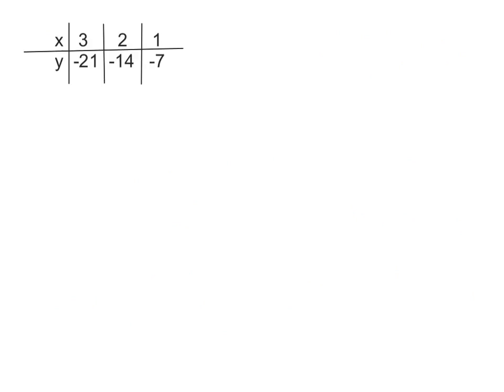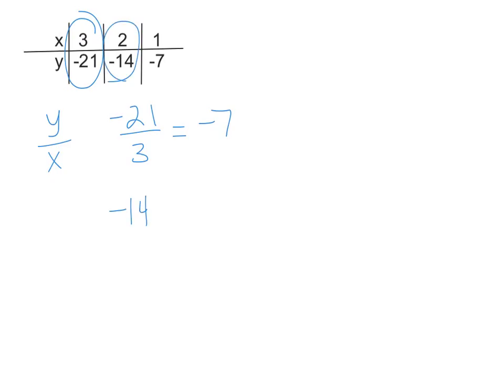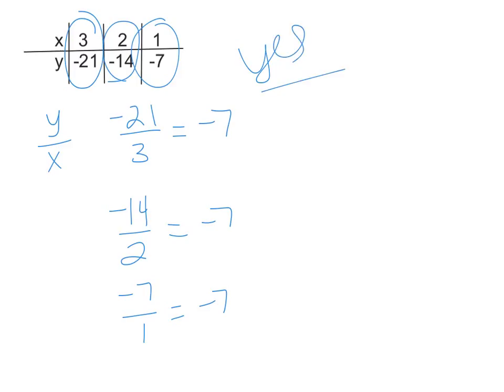Here's a horizontal table. We're still going to do the same thing. We're looking to determine if this is a direct variation. So we're always doing y divided by x. So here is our first point, and y is negative 21 divided by x, which is negative 7. The second point, negative 14, divided by 2 is negative 7. And negative 7 divided by 1 is negative 7. So yes, this is a direct variation.